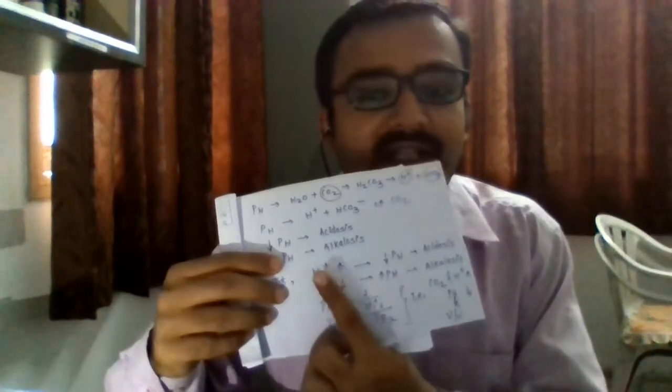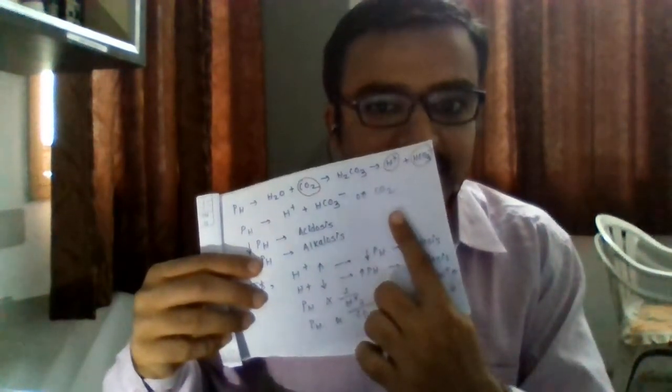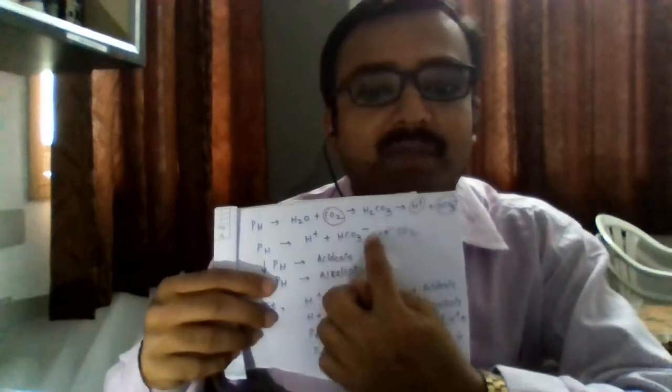On the basis of this, acid-base disorders are classified into two types: acidosis and alkalosis. Acidosis and alkalosis are further classified into respiratory acidosis and respiratory alkalosis, metabolic acidosis and metabolic alkalosis. Here we have discussed the hydrogen ions and carbon dioxide, CO2. Now we will discuss bicarbonate ions, HCO3 minus ions.